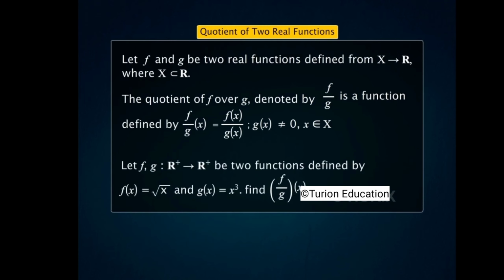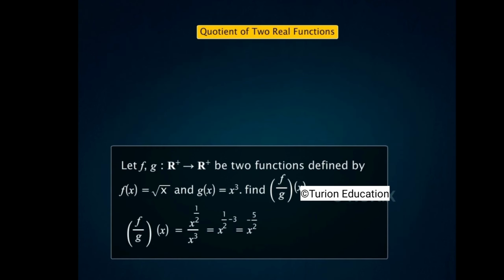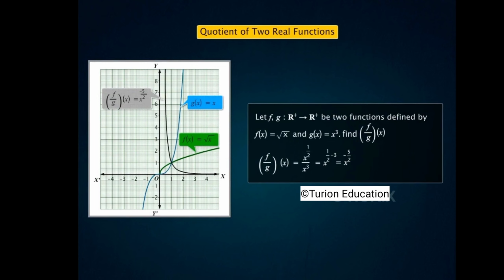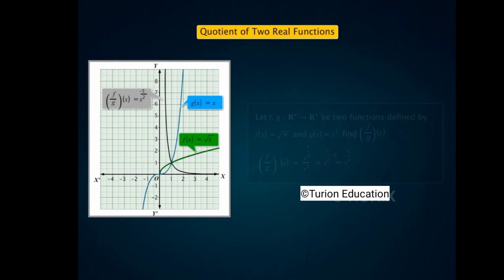Let's look closely at the operation by taking the example given, two functions f of x and g of x. Let's find their quotient. We divide root x by x cubed to obtain the quotient function. Now we plot the function f of x, then g of x, and finally their quotient on the same set of axes.